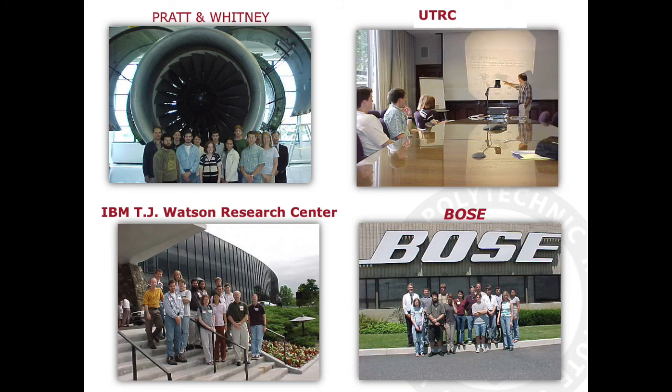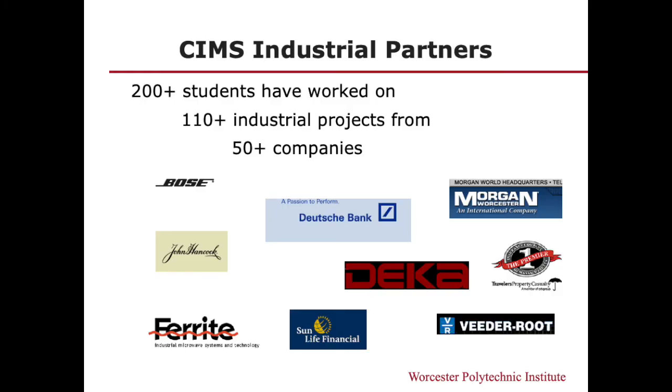And so you may recognize some of the names here. These are pictures of groups in the past, student groups doing project work with Pratt & Whitney, UTRC, IBM, and Bose. And here is a list of some companies that have sponsored projects in the past, but there have been over 100 different industrial projects through the years coming from many different companies. And this provides a fun, real-life setting for applying math to a problem.